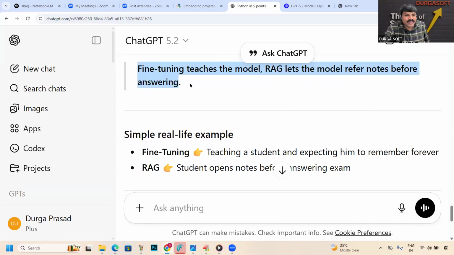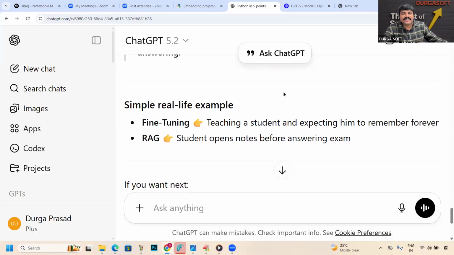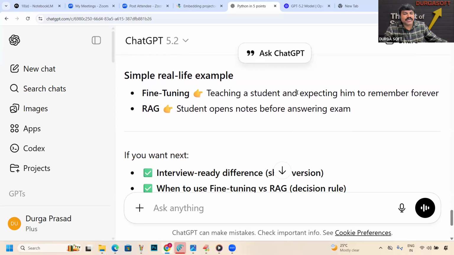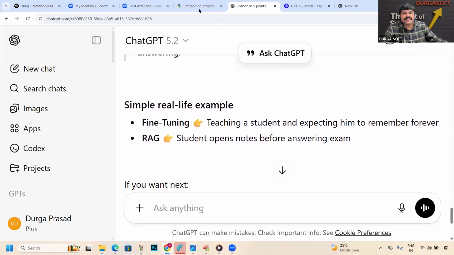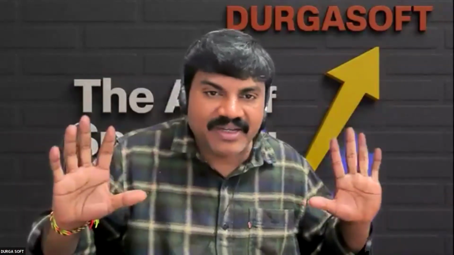Sir, can I use this example with my kid? Okay, with fine tuning, I'm teaching the kid to write the response in my required style. But in the case of RAG, I'm telling my kid, don't use your own knowledge. Can you please refer to these books? From these books only, can you please write the response? You can understand, right? Yes, sir. So these two things are no longer new terms for you. That's my main intention.